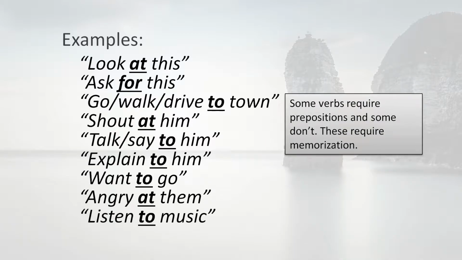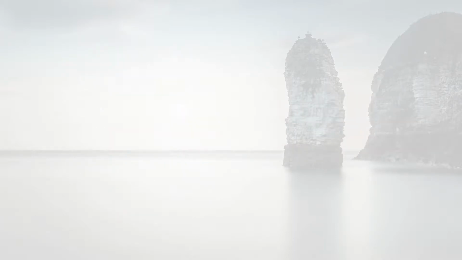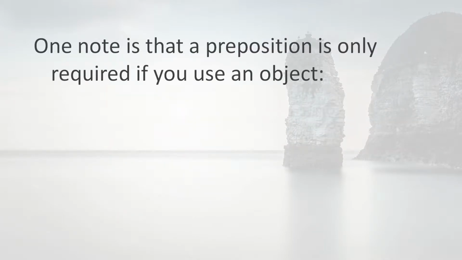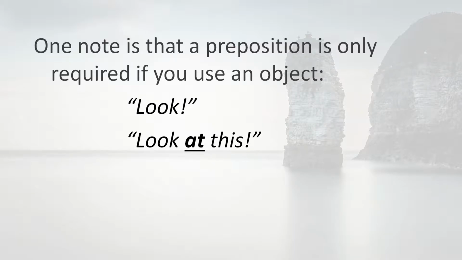Some verbs require prepositions and some don't. These require memorization. One note is that a preposition is only required if you use an object. Look. Look at this. So the first doesn't have an object, so you don't use at.